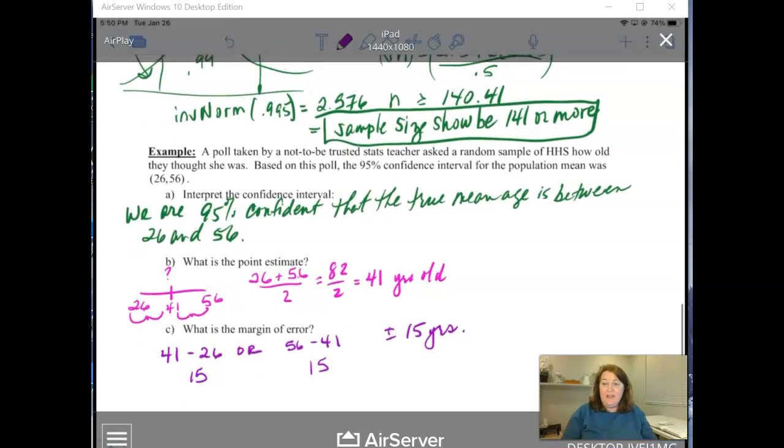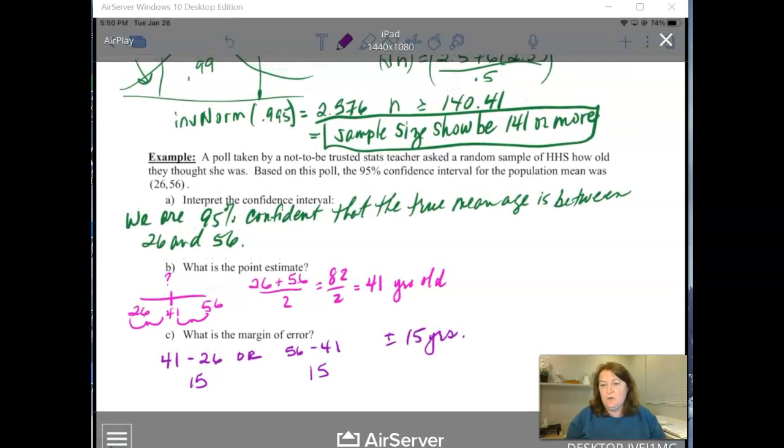Cool. So if they give us the confidence interval, it's pretty easy to see where the middle guess is, and then to also see what the margin of error was.